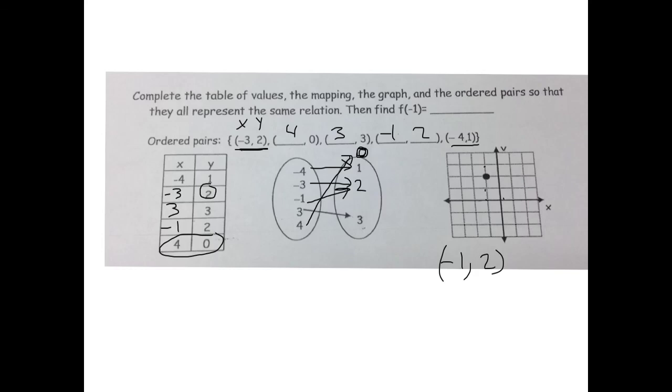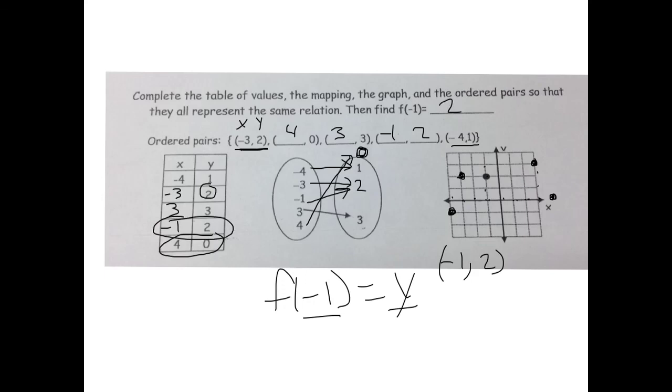So let's graph them. Negative 3, 2 is left 3, up 2, 1, 2, 3, 1, 2. Then 4, 0, so to the right 4, 1, 2, 3, 4. It's actually going to be off the screen there. 3, 3, 1, 2, 3, 1, 2, 3. Negative 1, 2, that was that one. And then negative 4, 1, 2, 3, 4, down 1. Okay. So then I'm supposed to find out what's f of negative 1. So I know the x, what's the y? So when I get an x of negative 1, it's 2.